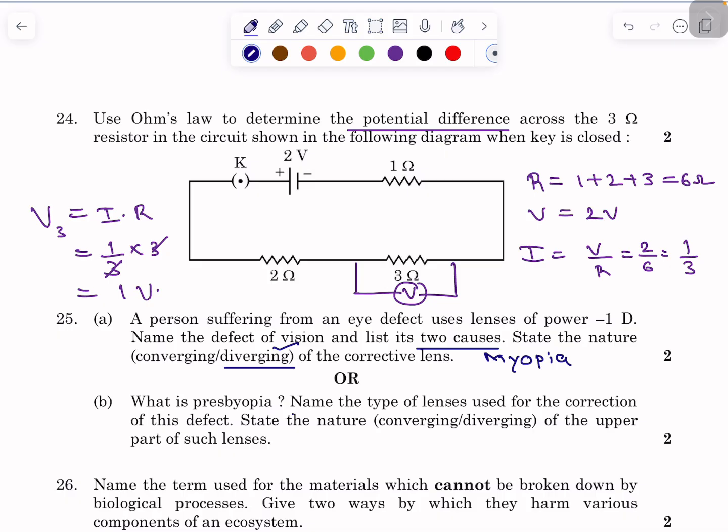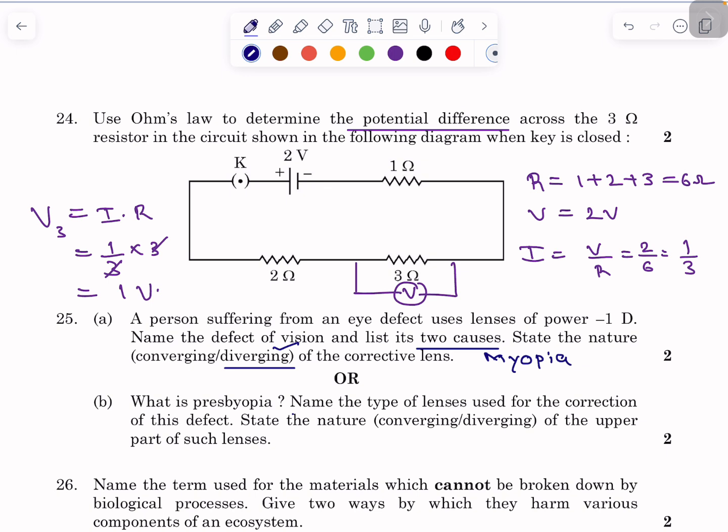What is presbyopia? Name the type of lenses used for the correction of this defect. State the nature of the upper part of such lenses. Okay, what is presbyopia? The answer is that the power of accommodation of the eye lens usually decreases with aging, and the person finds it difficult to see nearby objects comfortably and distinctly.